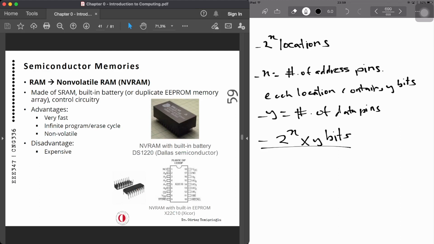Another memory type is non-volatile RAM. Non-volatile RAM is made up of SRAM, again with the latches, but it has a built-in battery. So whenever the power is off, the battery is running over there. It's like an EEPROM memory array with the control circuitry. They're quite fast, with infinite program and erase cycles, and they are also non-volatile. The only problem is they're also expensive. So it combines RAM and ROM functionalities.